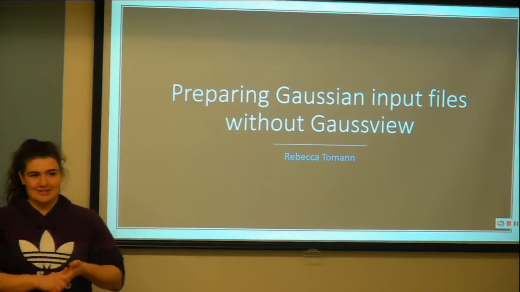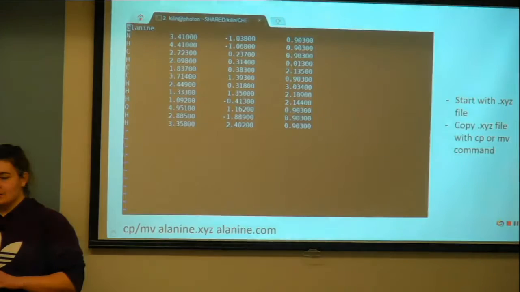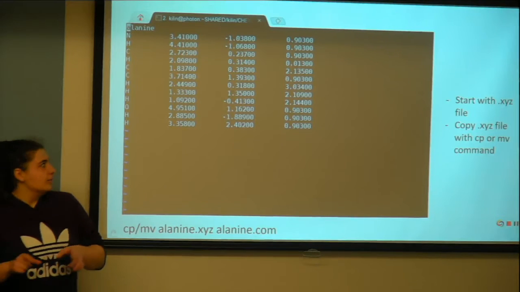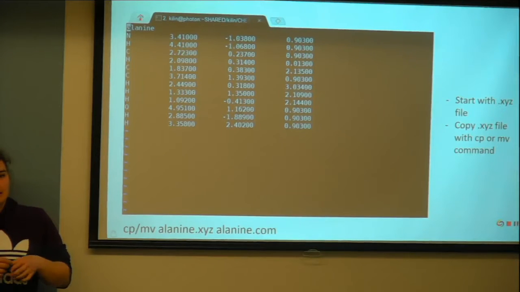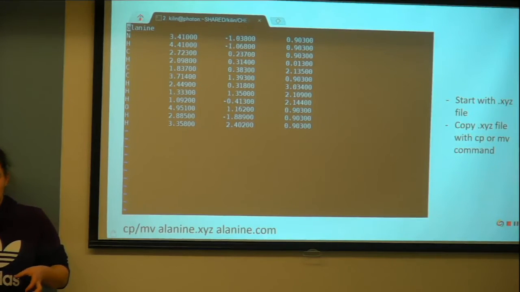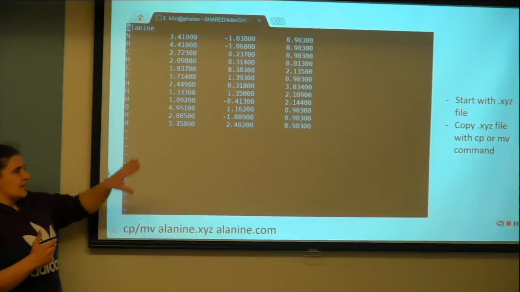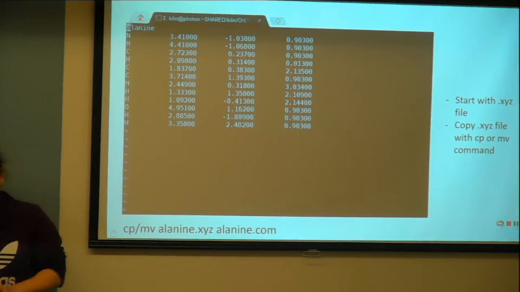Okay, so welcome to my presentation. The first part is about preparing Gaussian input files without GaussView. We start off when we have the geometry for our molecule. We typically store it in a .xyz file, and we go from that. If we don't want to modify this file, we have to copy it into a .com file because this is the input for Gaussian. We can either use the cp command to copy it, or the mv command, so that we don't copy the file, we just rename it and basically change this file. I would copy it so we always have the geometry, but that's up to you.